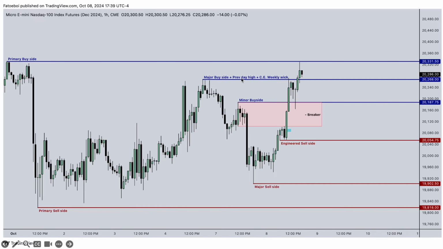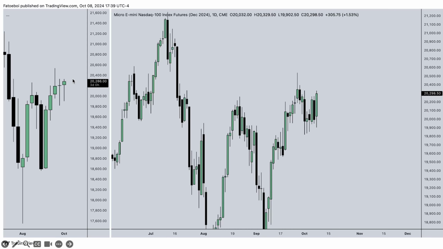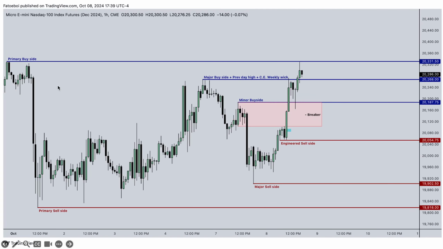Because this is the consequent. I didn't annotate it in here because if we zoom into the hourly chart, we can see minor buy side. This is also previous day's high and consequent encouragement of that weekly wick. So that was an important price point for me.